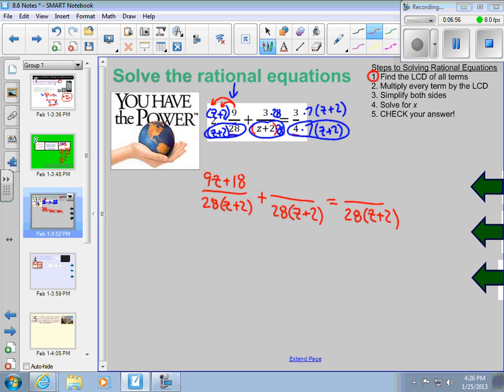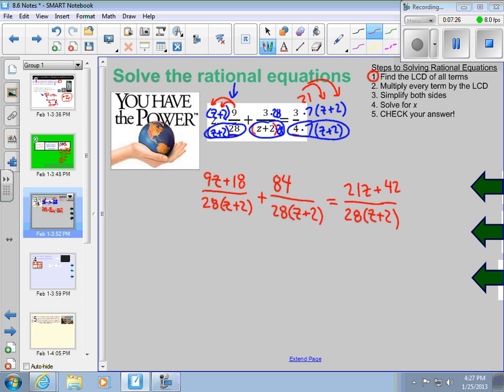Okay, on the next one, we have 28 times 3. If we do 28 times 3, we're going to get the quantity 84. Okay, in the last one, we can first multiply that 3 times 7. If we multiply 3 times 7, it's 21. Now distribute 21. So we get 21z plus 42.